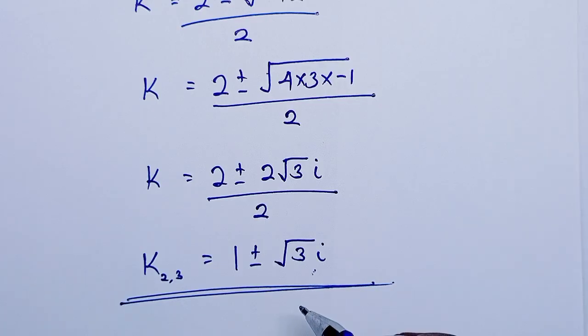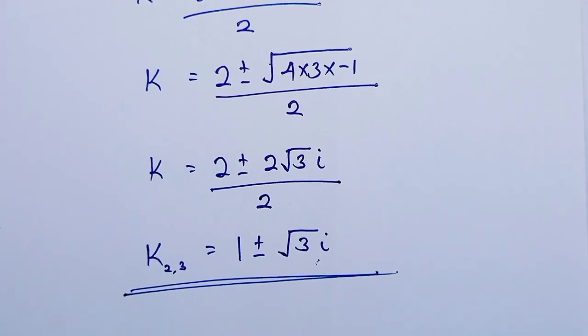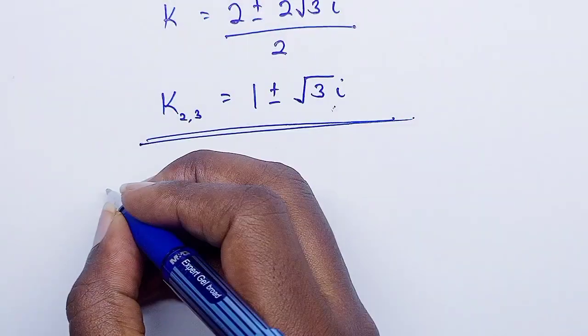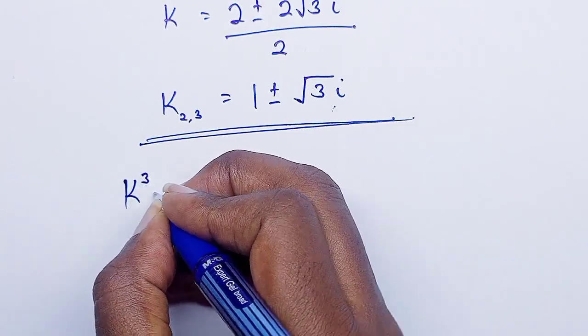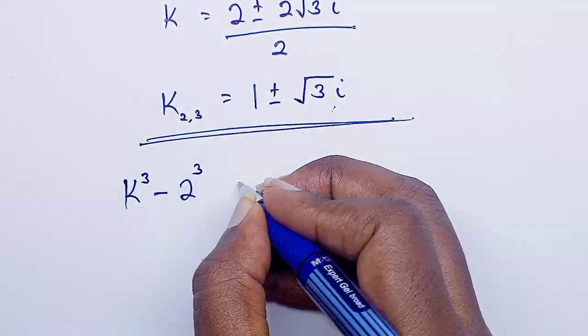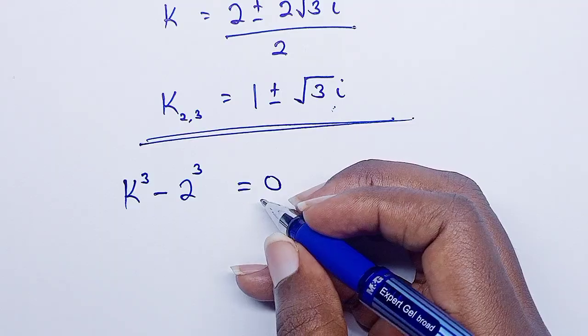Now remember, initially we had two solutions. We had k power 3 plus 2 power 3 is equal to 0 and k power 3 minus 2 power 3 is equal to 0. So far we've handled k power 3 plus 2 power 3. So the next is k power 3 minus 2 power 3 is equal to 0.